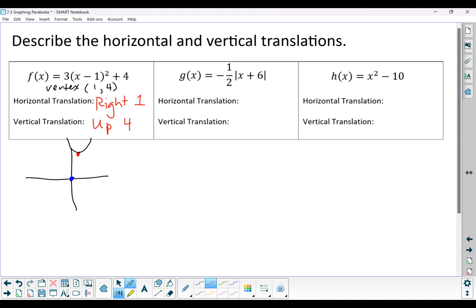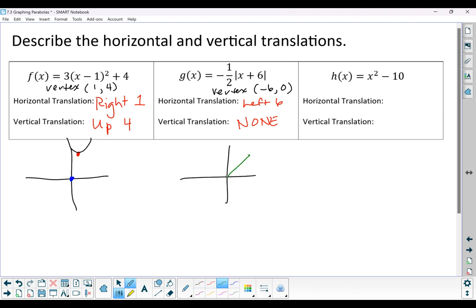And again, I really just encourage you to write down the vertex of your functions and see if that helps you to get the left and the right correct. The up and down isn't so hard as the left and the right. So for this function, our vertex would be at -6, 0. So the horizontal translation is that it went left 6 and it didn't go up or down. And again, if we had a little graph, we could think about that.